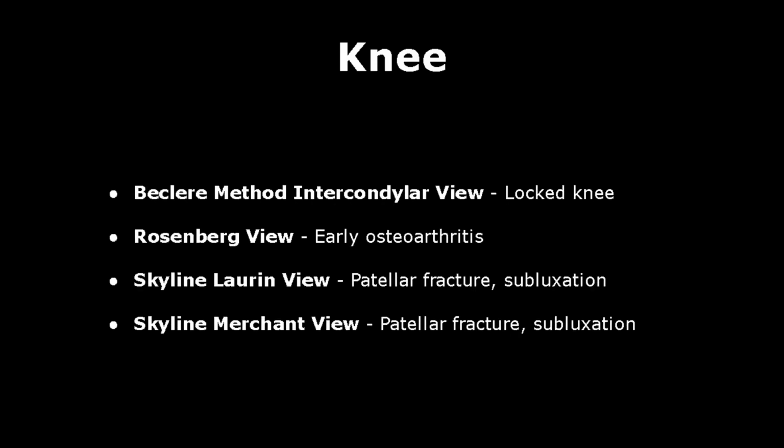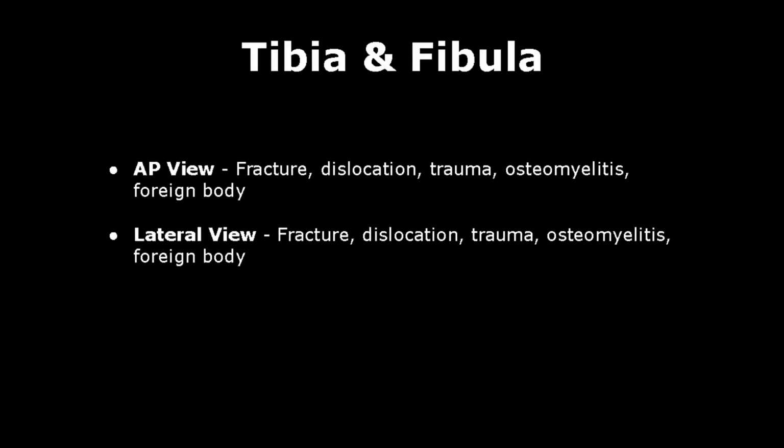Beclere method intercondylar view is done to check for locked knee. The Rosenberg view is for early osteoarthritis. The Skyline-Laurin view can be used for patellar fracture and subluxation. And the Skyline-Merchant view is also used for patellar fractures and subluxation. The tibia and fibula have two views, AP and lateral, used for fractures, dislocations, osteomyelitis, and foreign bodies.